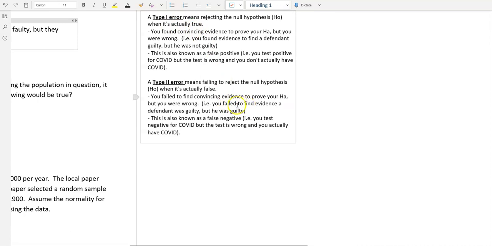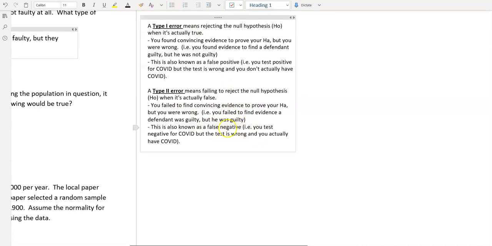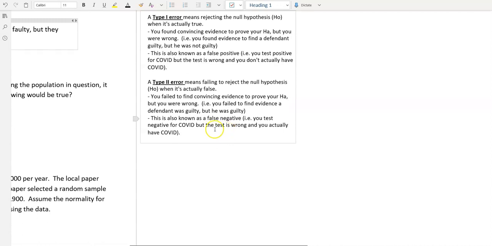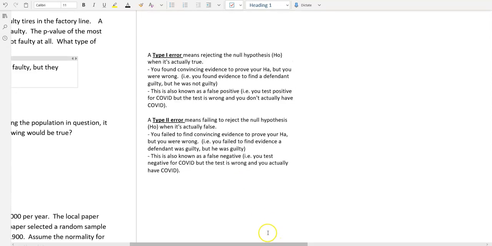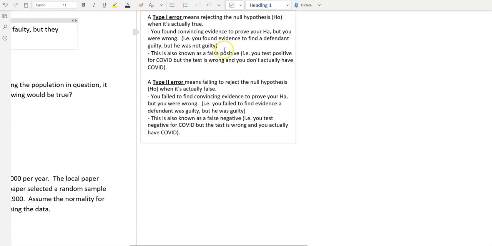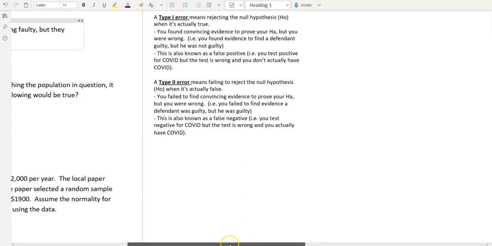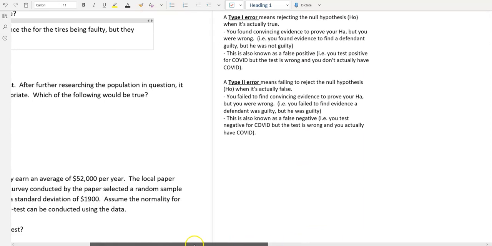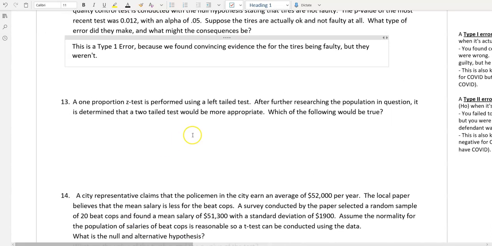This is also known as a false negative, this type 2 error. This would be like testing negative for COVID. We failed to find that you have COVID, but you actually do have COVID. So that's a type 2 error. Take the time to pause and write this down on your sheet, because it's going to be very helpful on the final. Once you're done, we'll go back to this.